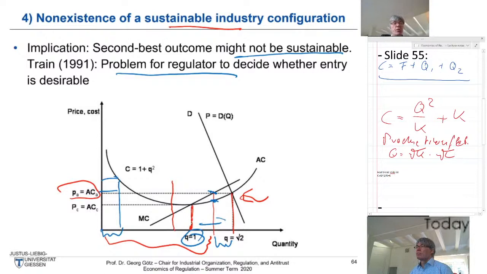Okay, hopefully this got clear. Perhaps we can discuss that in more detail, or once again on Tuesday if you want to, because the problem here is that the shape of the curve is C equals 1 plus Q squared, and this is actually very similar to what we had.